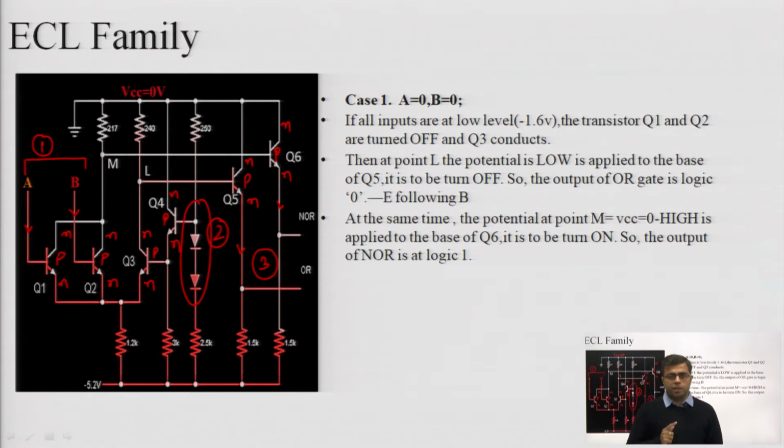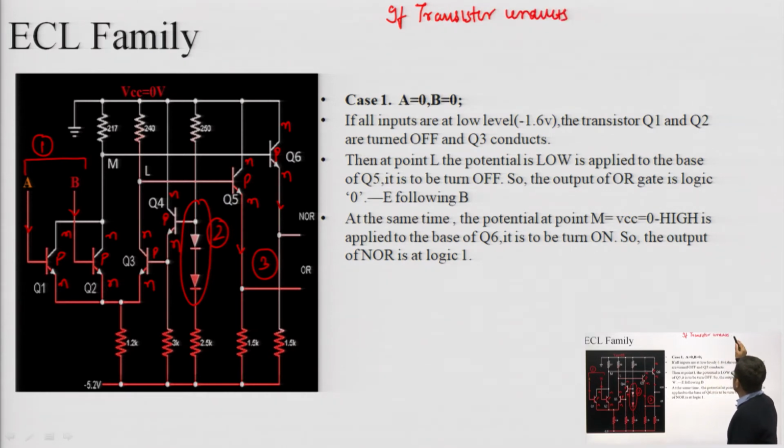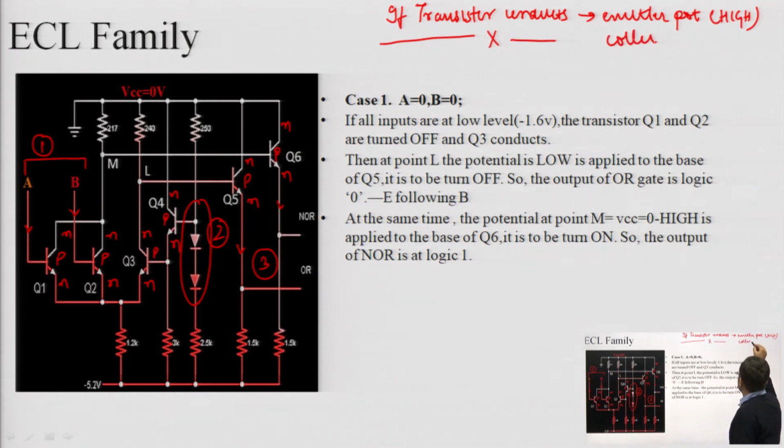We have to remember one thing: if the transistor is conducting, emitter potential will be high. If the transistor is not conducting, collector potential will be high. I am again summarizing: if the transistor conducts, emitter potential is high, and if the transistor does not conduct, then collector potential will be high.